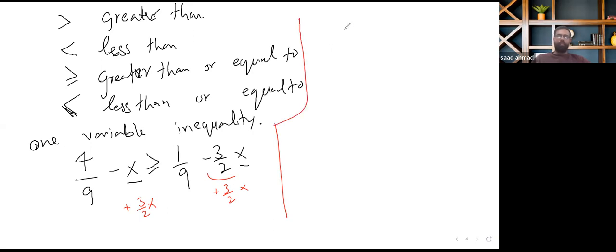When we add the plus 3 over 2x on both sides, we get 4 over 9 minus x plus 3 over 2x greater than or equal to 1 over 9. Then the next thing is we can combine these two. So this is x, and this is 3 over 2x.